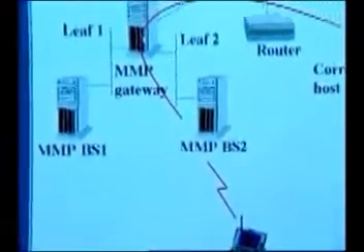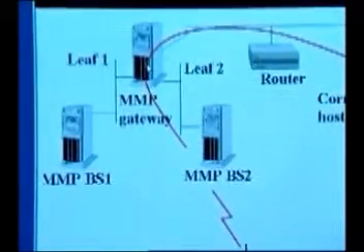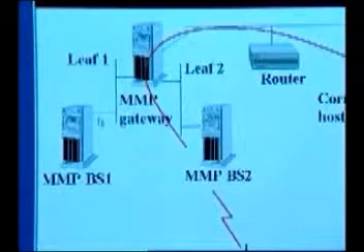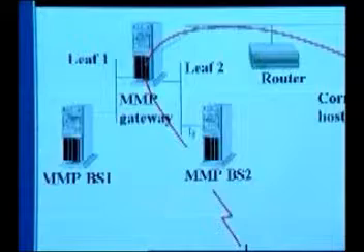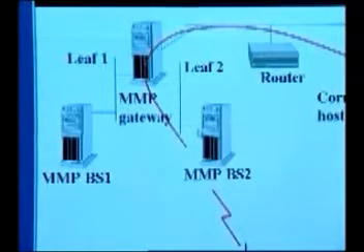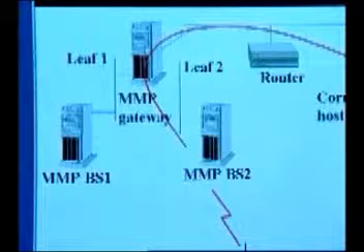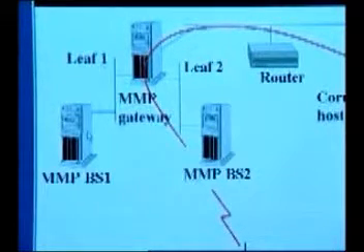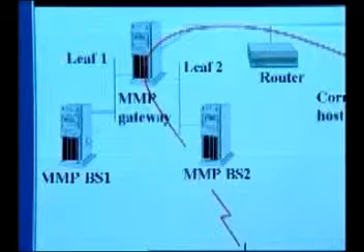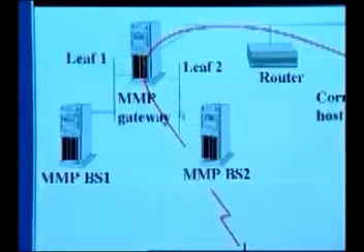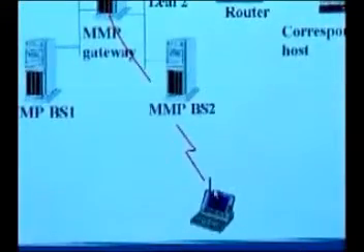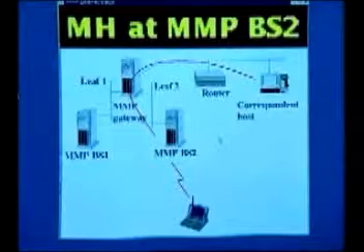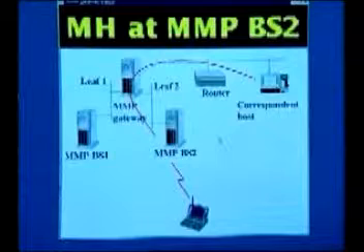What has happened is that at the MMP gateway, the routing cache has been updated so that packets for the mobile host no longer go to MMP base station 1, but they take this other path on this leaf 2 to get to MMP base station 2. You may recall that with mobile IP, packets would go to the home agent first and then would take an inefficient triangular route to the foreign agent before getting to the mobile host. As you can see, MMP provides very fast, low latency handoffs. It also provides optimal routing within the MMP domain.